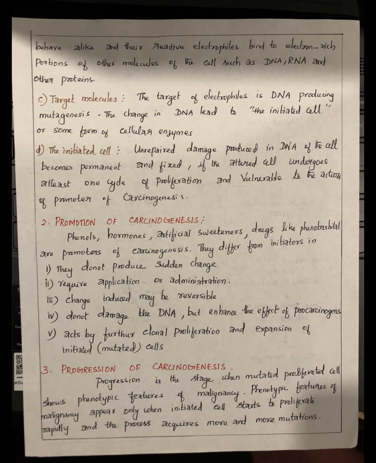After promotion, progression of carcinogenesis takes place. Once the initiated cells rapidly increase in number, the cells show the properties of cancer. This stage is termed progression.